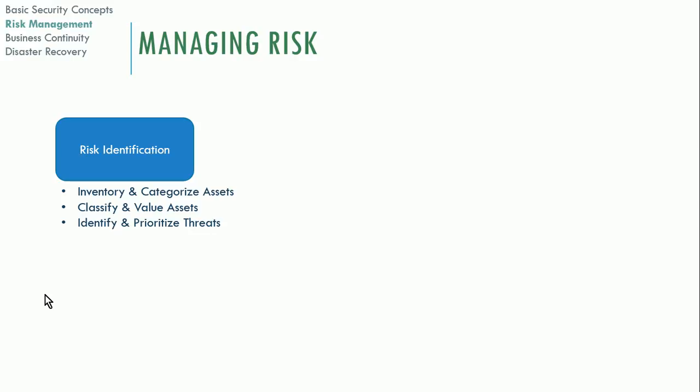So what are the assets? What are they worth? And what are the possible threats? And what are the possible vulnerabilities? So what could go wrong? What could cause issues with either the confidentiality, the integrity, and the availability? And what would happen if any of that happened?